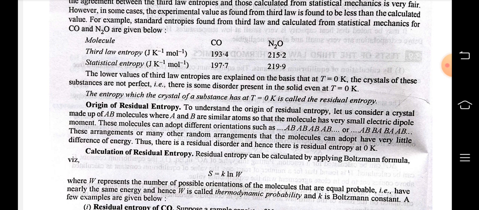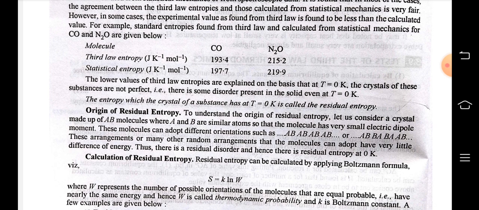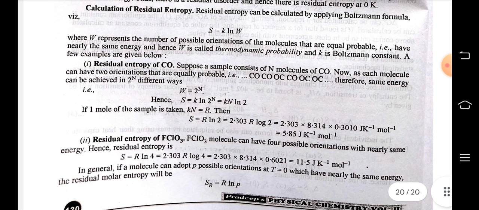Calculation of residual entropy. Residual entropy can be calculated by applying the Boltzmann formula, S is equal to k ln W, where W represents the number of possible orientations of the molecules that are equally probable, that is, have nearly the same energy, and hence W is called the thermodynamic probability and k is the Boltzmann constant. A few examples are given below.